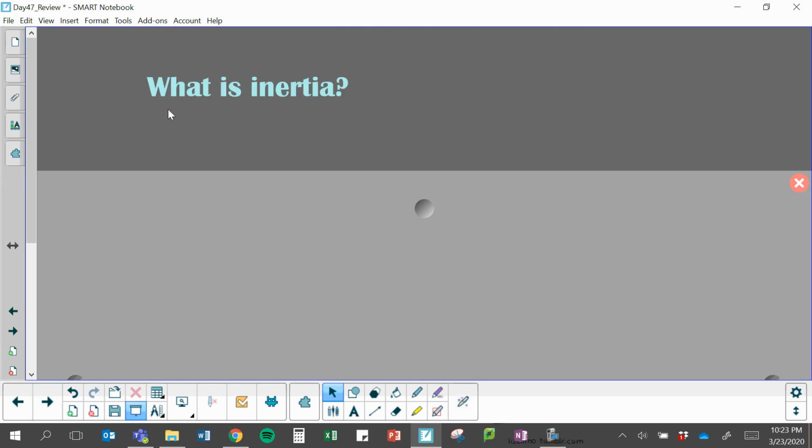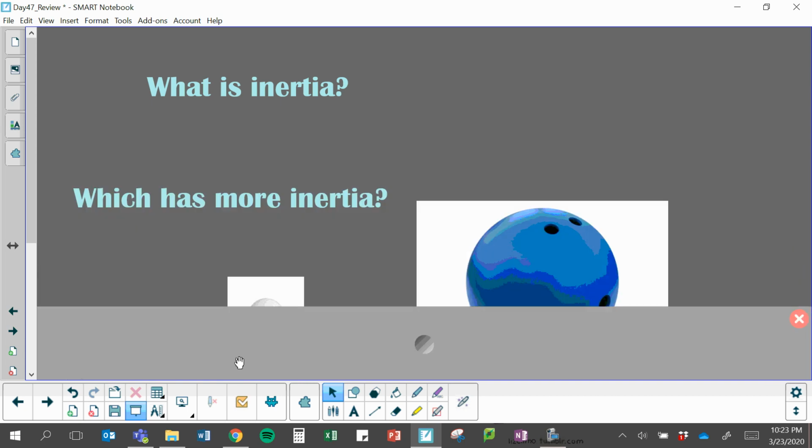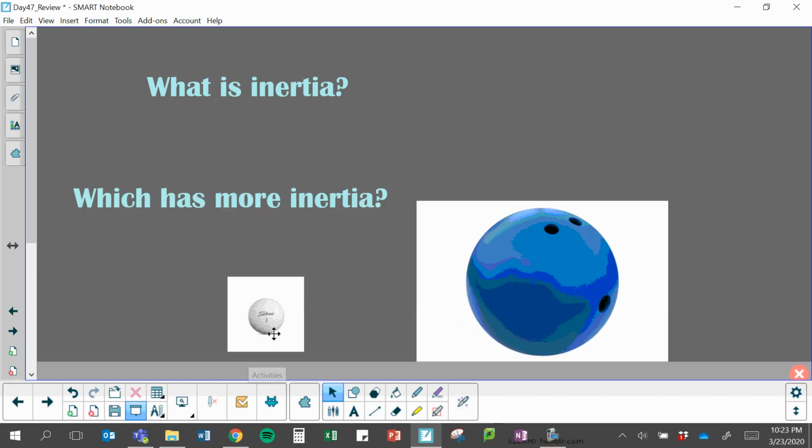Okay, and then a reminder, what is inertia? Inertia is the resistance to change. So that is Newton's first law. And it's also related to its mass. So which is going to have more inertia? Which one's going to resist change more, a bowling ball or a golf ball? So a bowling ball has more inertia. It's going to take more energy, more force to move it if it's stopped. It's also going to take more force to stop it if it is already moving.